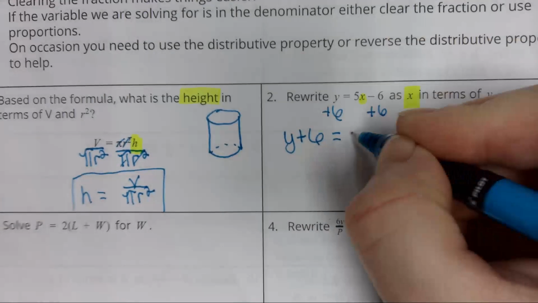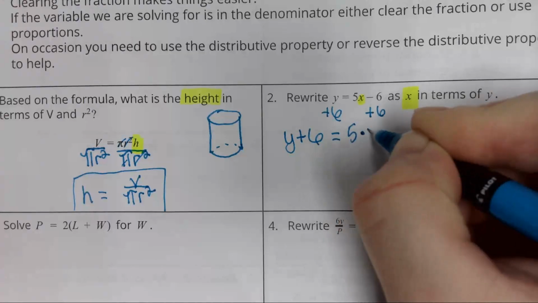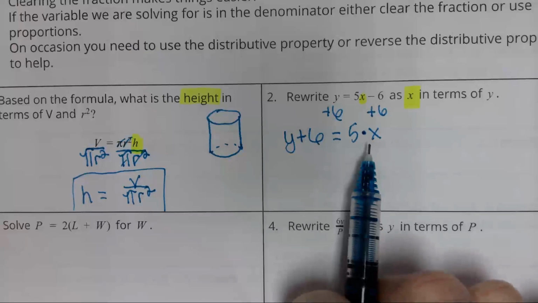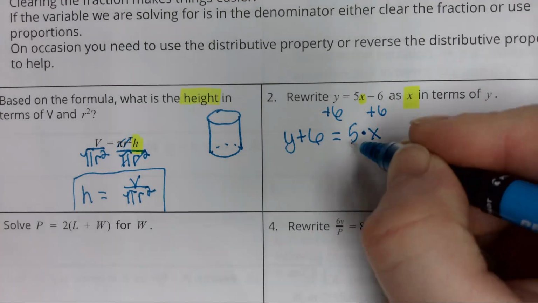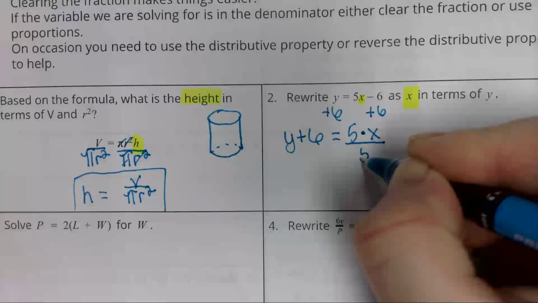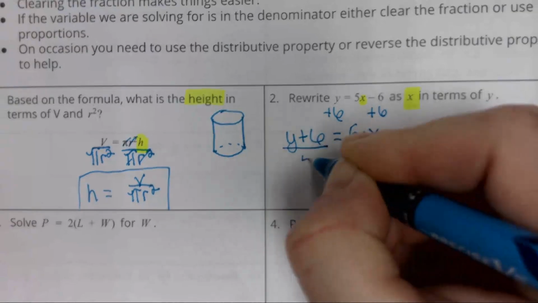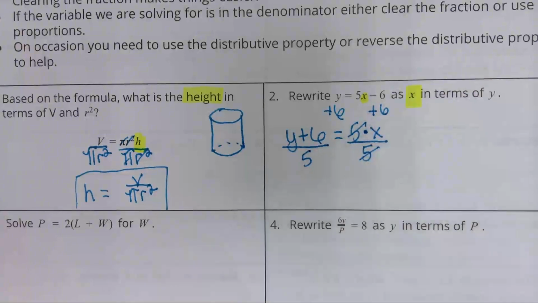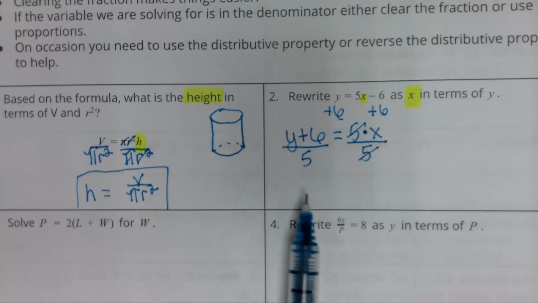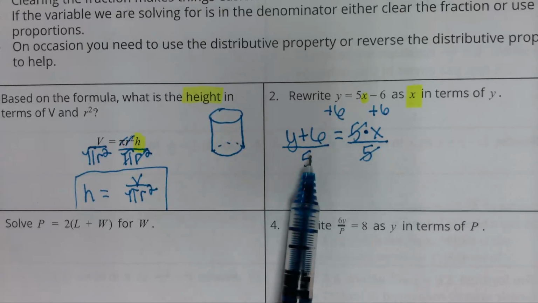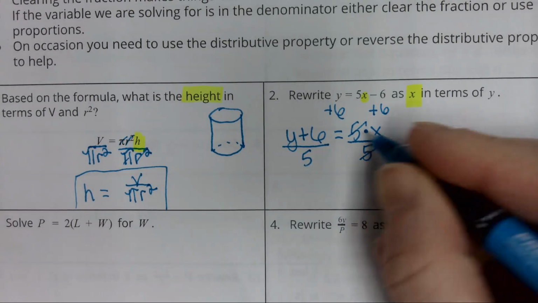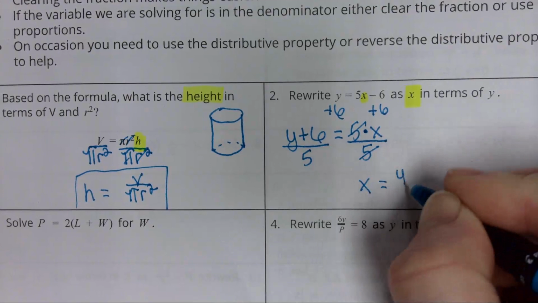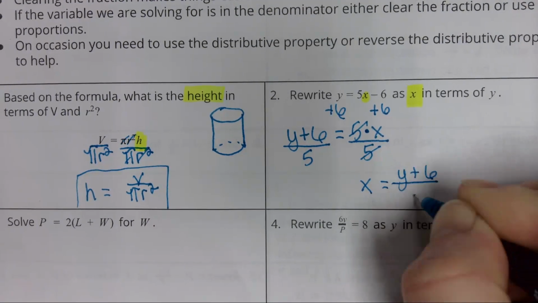5x. Okay, it's 5. I'm going to write this for those of you who are like, I don't know which one to do. 5 times x. How do I undo multiplication? Divide. So I'm going to write divided by 5. And really, I can't simplify this. I don't know what y is, so I'm going to leave it as is. X equals y plus 6 all over 5.